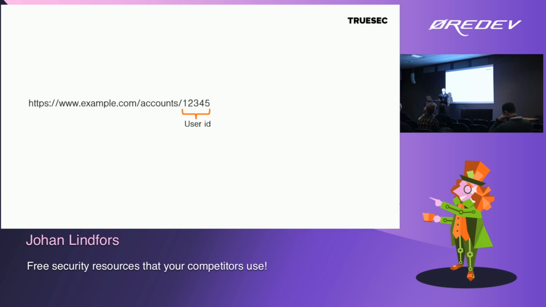So this is a pretty common example. If we have an API with a get session call or something like that, we can say, I want to look at the user with user ID 12345.